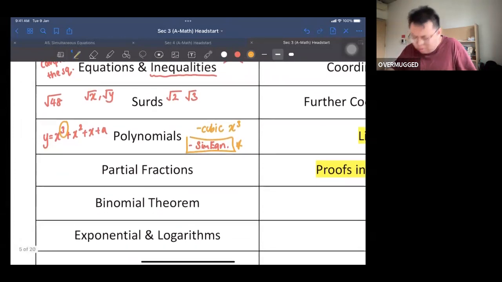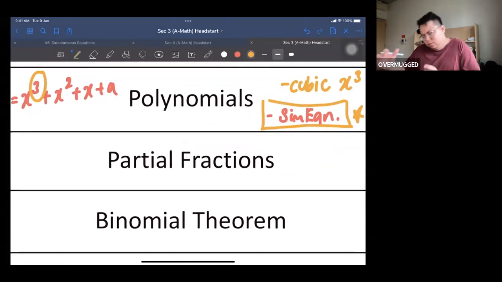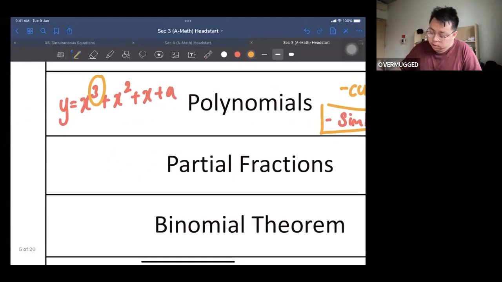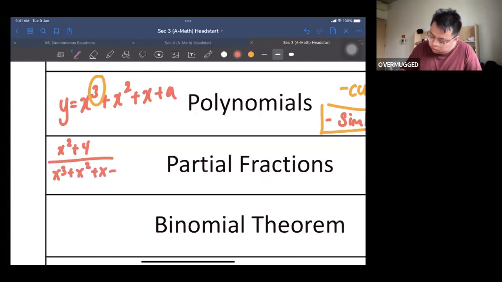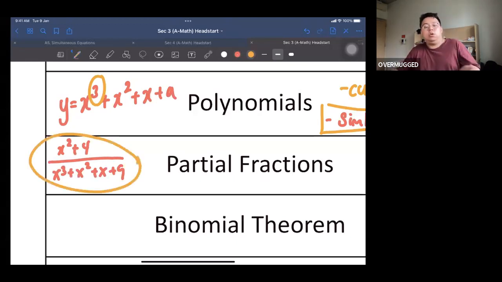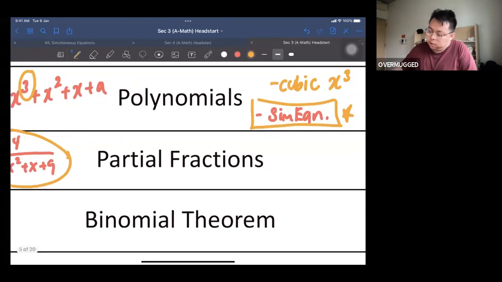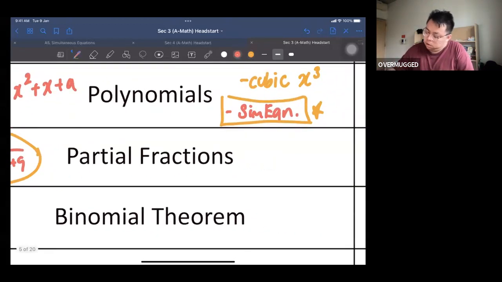Okay. Next is partial fractions. So partial fractions is the study of how do you split up really complex fractions. So I'll give you an example. x squared plus 4 divided by x cubed plus x squared plus x plus 9. So sometimes in exams, you'll be given a fraction that looks like this, and your objective is to break it down into simpler things. So for example, I'll give you an example.